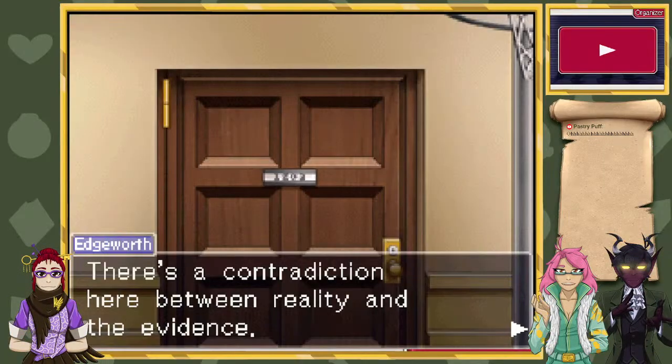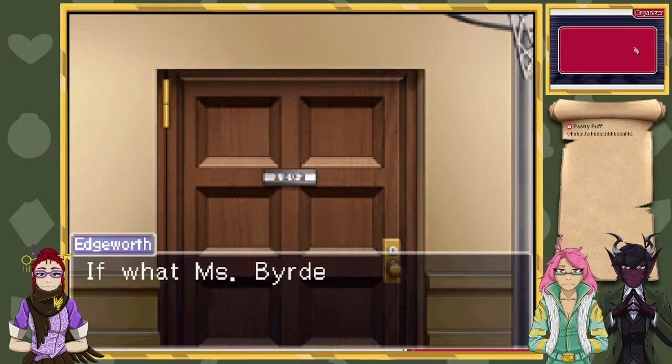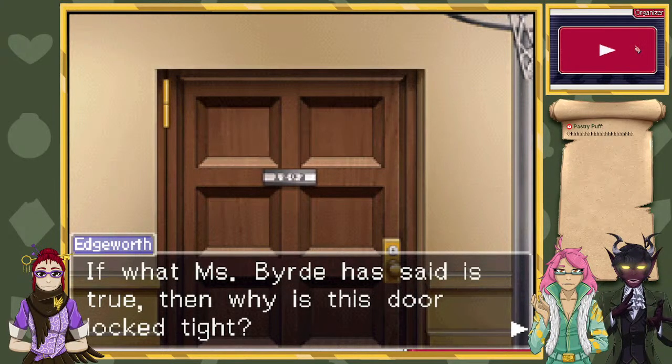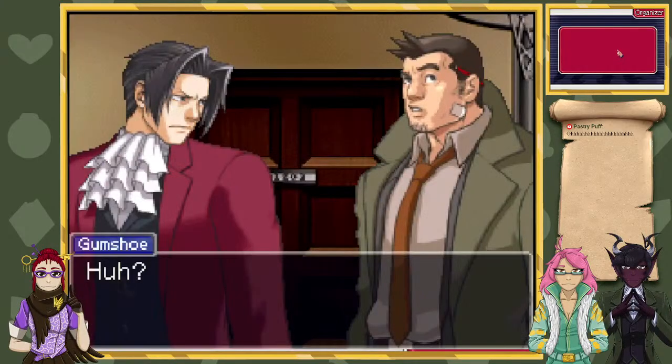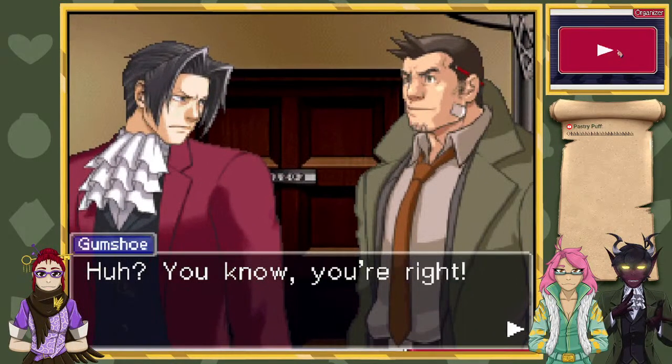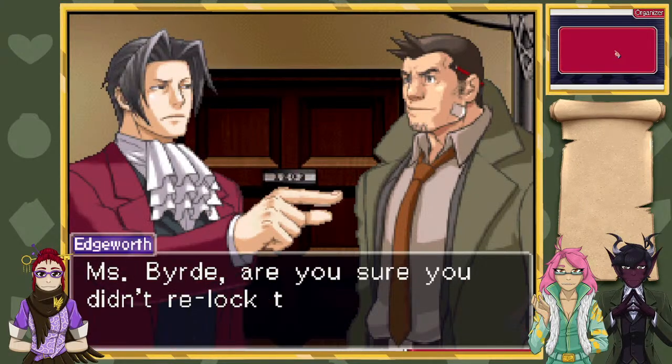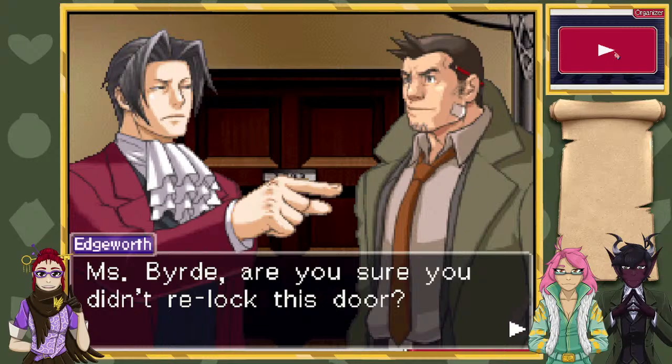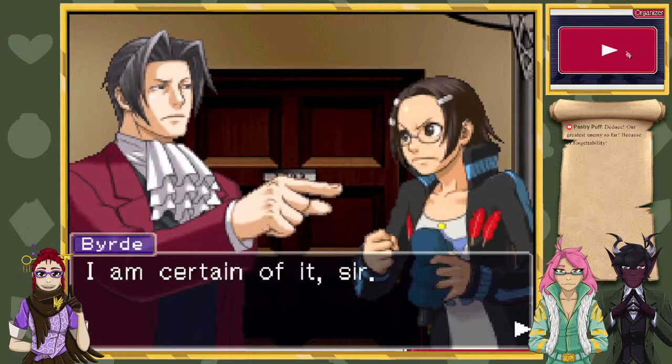Eureka! Nice. There's a contradiction between reality and the evidence. If what Miss Bird has said is true, then why is this door locked tight? Huh? You know, you're right! I forgot about the deuce. Miss Bird, are you sure you didn't relock this door? Get information, and I have to examine again. I'm just not used to it yet. I am certain of it, sir.